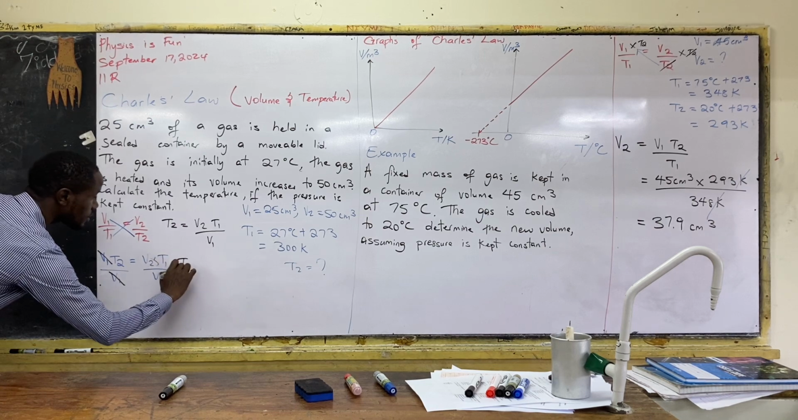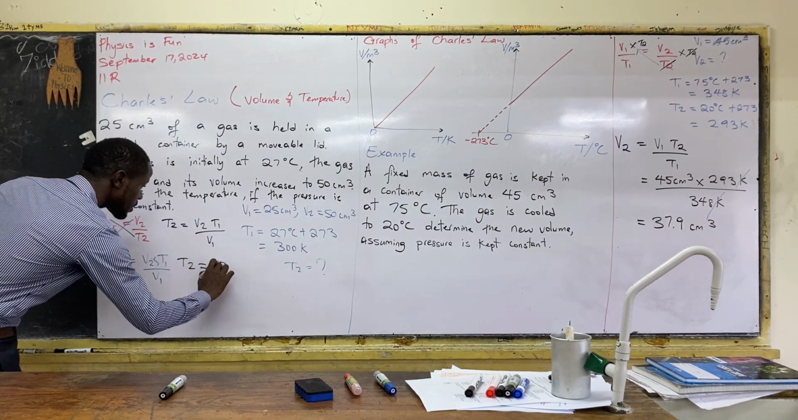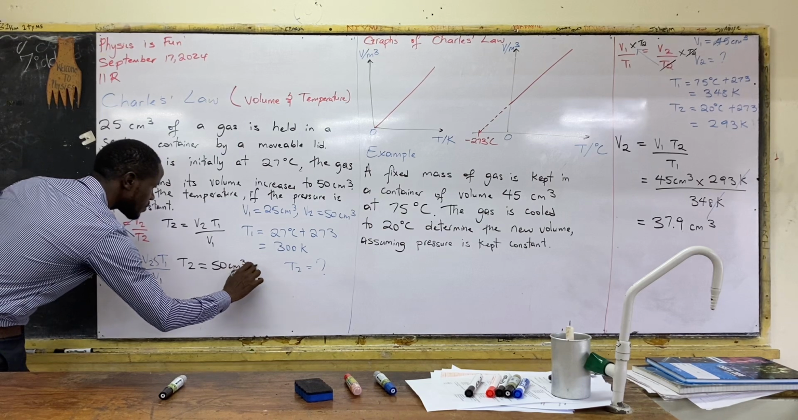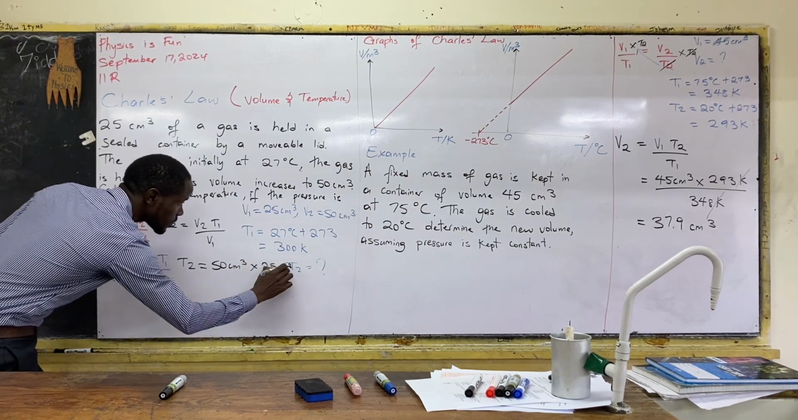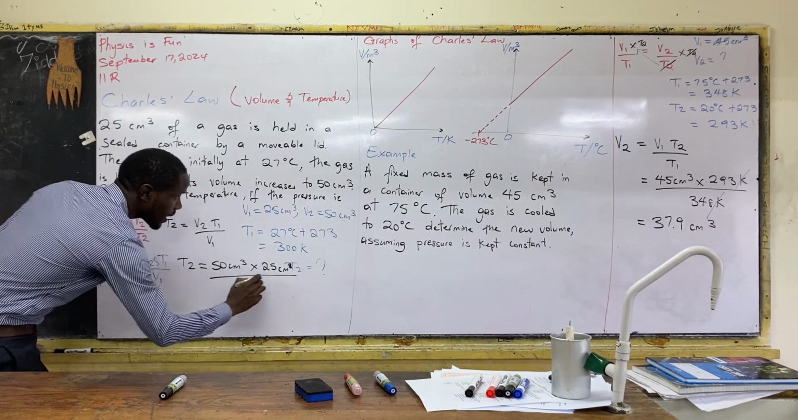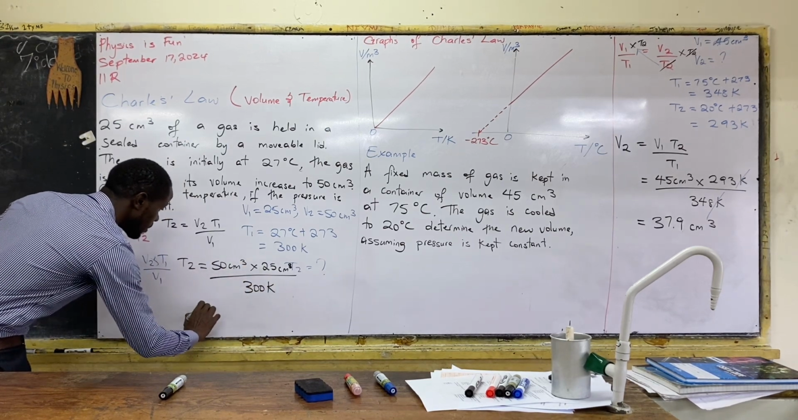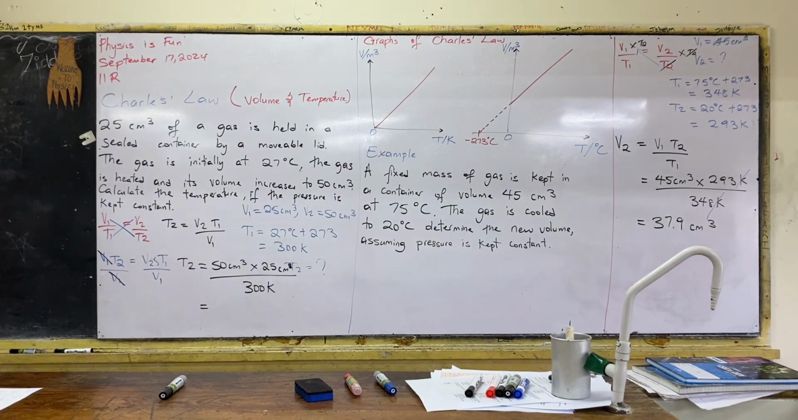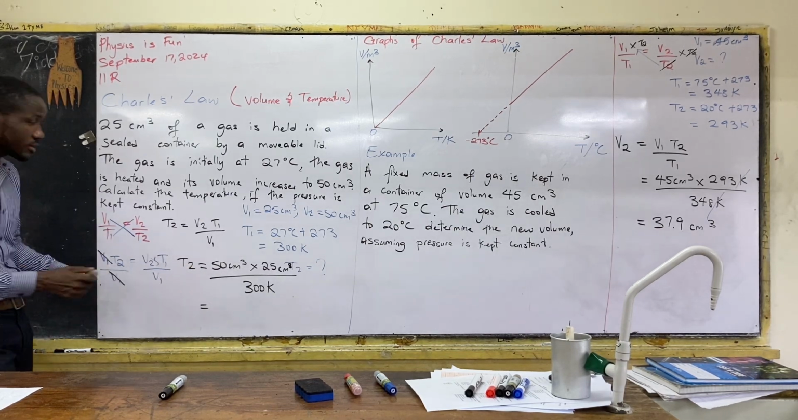Now, V2 is this value, so 50 cm cube, multiplied by 300, which is T1, 300 Kelvin, divided by V1. And what do we get for this? We said it's going to double, so 600 Kelvin. And you can verify it on the calculator.